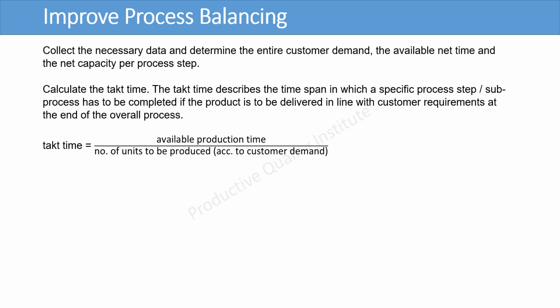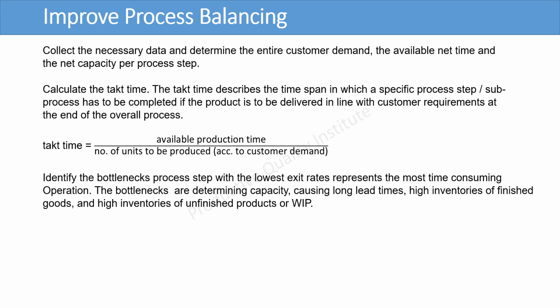Takt time is equal to available production time divided by the number of units to be produced according to customer demand. Identify the bottlenecks. The process step with the lowest exit rate represents the most time-consuming operation. The bottlenecks are determining capacity, causing long lead times, high inventories of finished goods, and high inventories of unfinished products, or WIP.